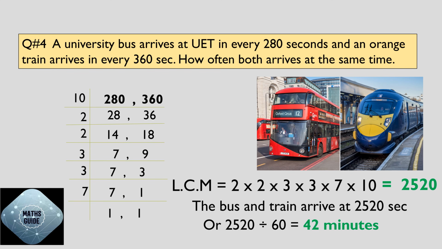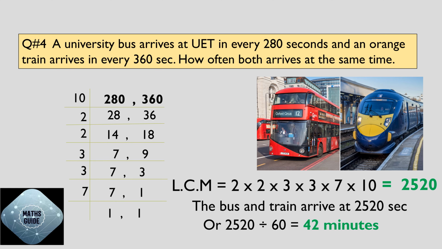This question is very similar to the previous question. This is exercise 1.4, question number 4. A university bus arrives at UAT every 280 seconds and an orange train arrives every 360 seconds. How often do both arrive at the same time?